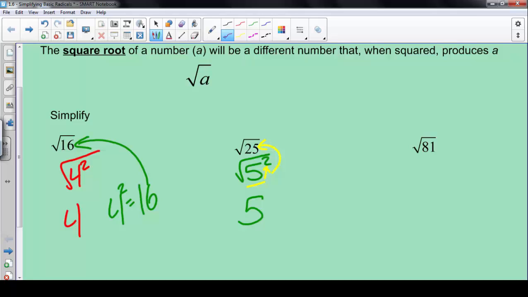Square root of 81, we can think of it as square root of 9 squared, so it simplifies down to 9. Notice in each of these cases, whatever the squared with the square root, you can think of them as like canceling each other out. So whatever number you had here that was being squared is the simplified version of that root.